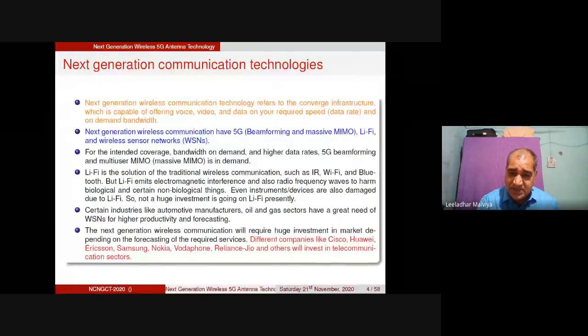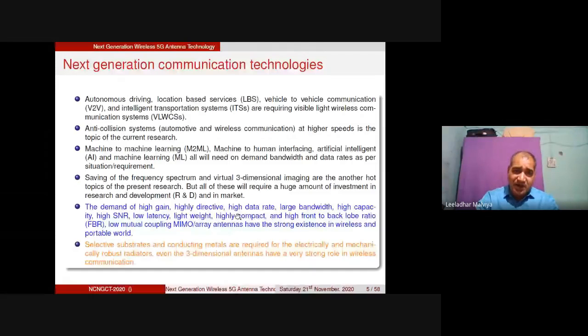So different companies like Cisco, Huawei, Ericsson, Samsung, Nokia, Vodafone, even Jio, Reliance, and others are investing in the communication sectors because of the huge opening of these wireless services, right? But the question is how we can find those services in our practical life. So autonomous driving is taking place in the market. Location-based services are going on.